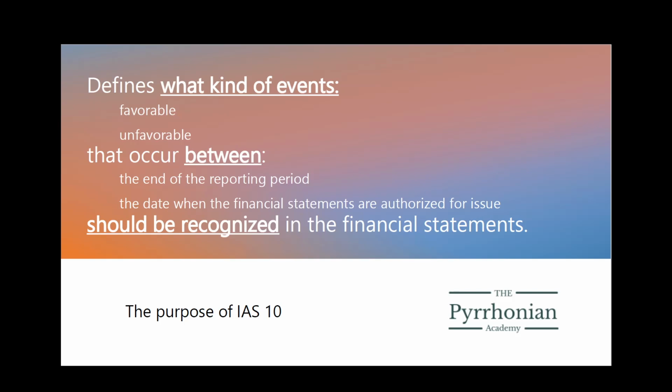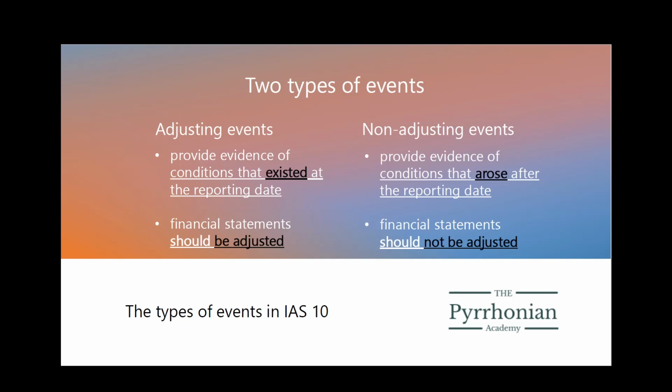So this is a topic that is very often tested under the operational case study exam, and for sure it will be tested in your F1 objective test exam. So generally we have favorable events and unfavorable events. However, the standard divides them into two groups. One type of events are those that the standard calls adjusting events, okay? And the other group are the non-adjusting events.